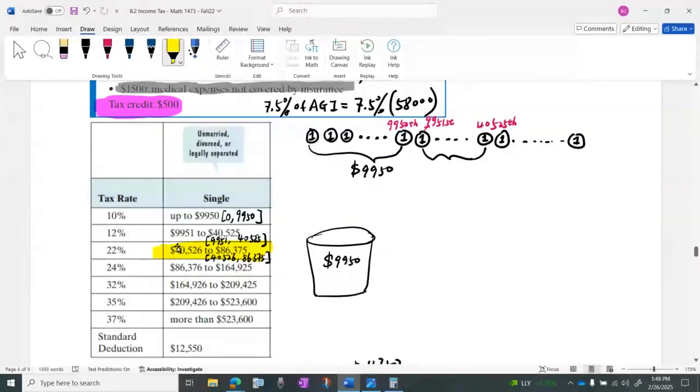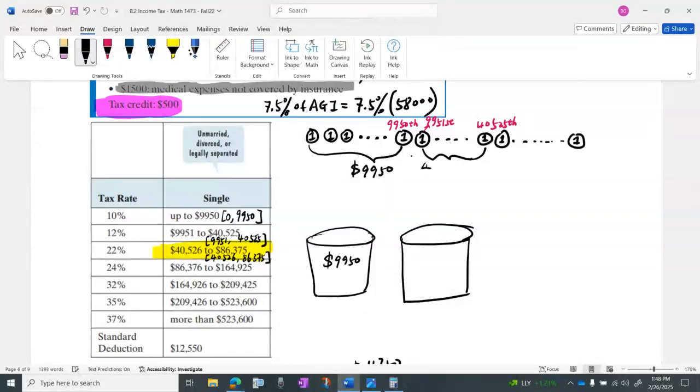All right. So the first $9,950 goes into the first bucket, and from $9,951 until $40,525, how much money is that? Can you help me out? How much money is that? Remember, I'm using my big arrowhead, my mouse. This dollar is the $40,525, and you already have $9,950 in the first bucket. So how many dollars is that?